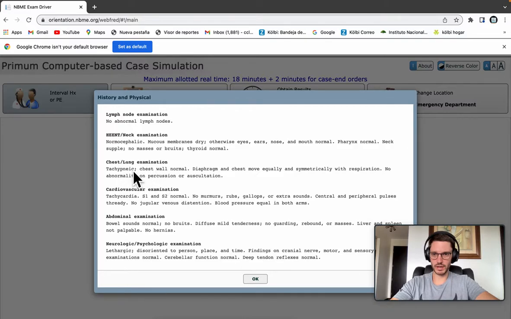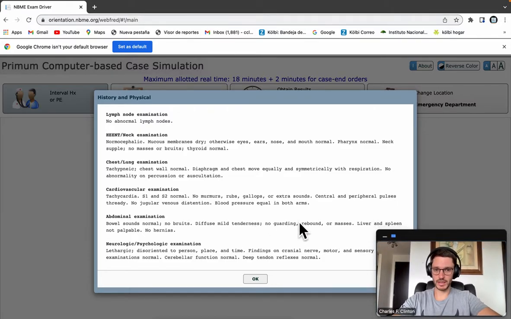Chest and lung tachypneic, normal chest wall motion. Diaphragm and chest move normal, no abnormality. Okay, she doesn't have any lung infection. Tachycardic, S1 and S2 normal, no murmur, rub, and so on. Pulses are thready, no JVD. Blood pressure equal in both arms. Abdominal sounds are normal. Diffuse mild tenderness. Okay, this could be a diabetic ketoacidosis.